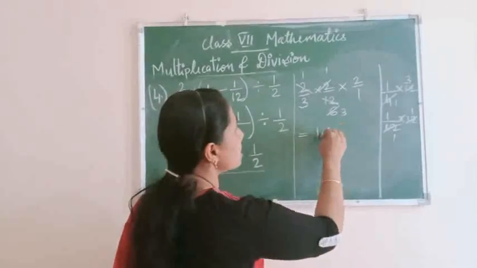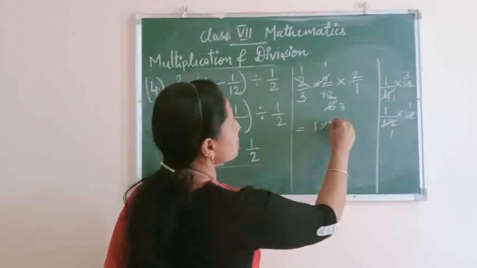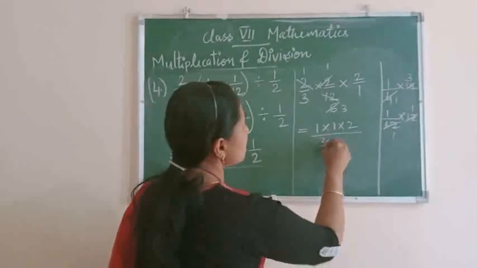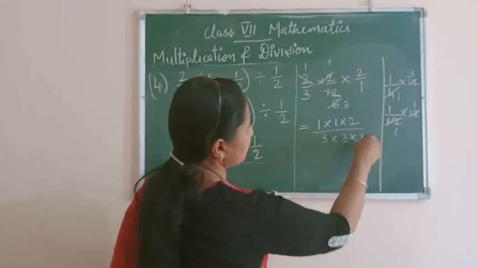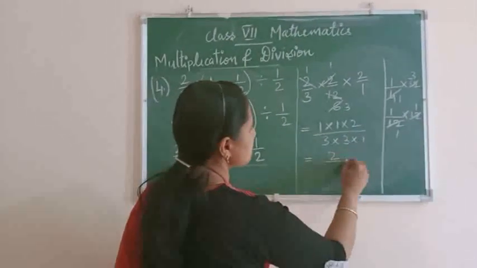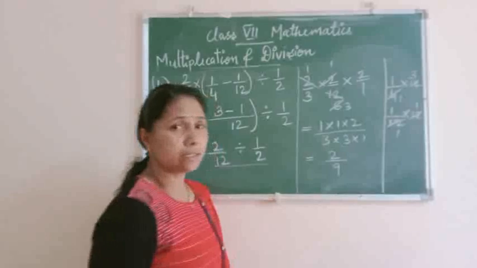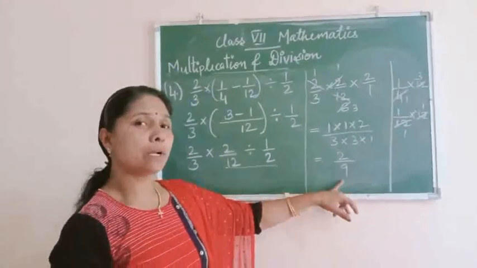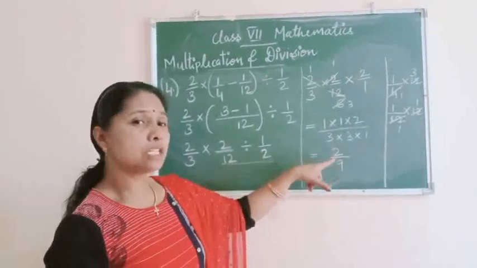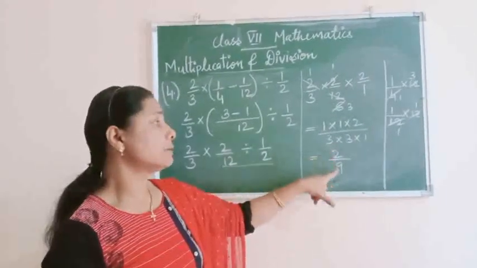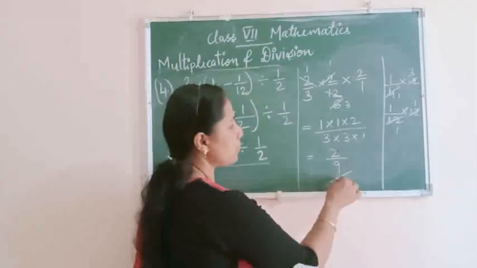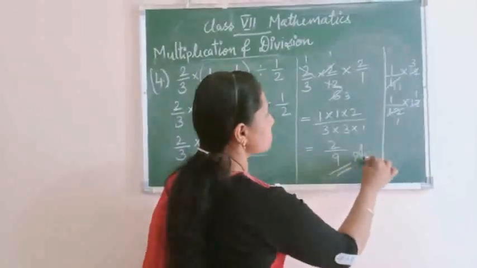Now what is remaining, you multiply together. That is, in the numerator 1 into 1 into 2, and in the denominator 3 into 3 into 1. 1 into 1 into 2, the answer is 2. And 3 into 3 into 1, the answer is 9. And check the answer. If it is improper, convert it. It is not improper, so there is no need of converting. And check whether it is possible to reduce also. 2 and 9, there is no common factor. So 2 upon 9 is the answer of this question.